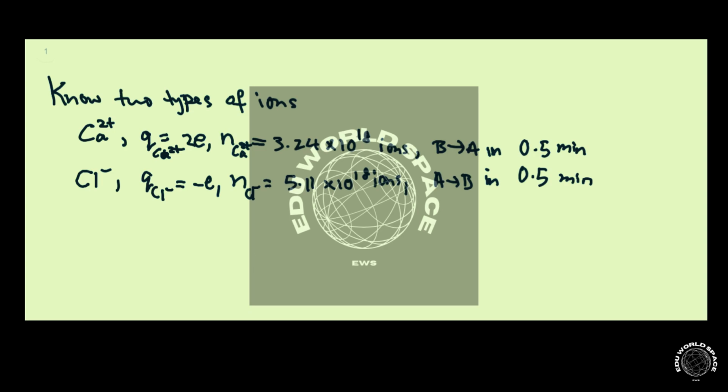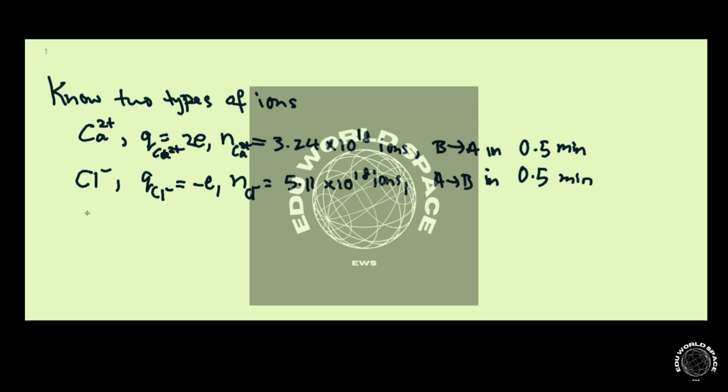From the statement of the problem, we know that we have two types of ions in a solution that creates a current. The first is the Ca2+ ion, which has a charge of 2e, and the number of these ions is 3.24 times 10^18, and they flow in a direction from B to A in half a minute.